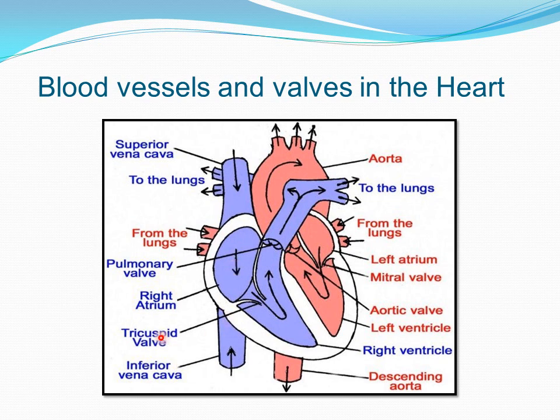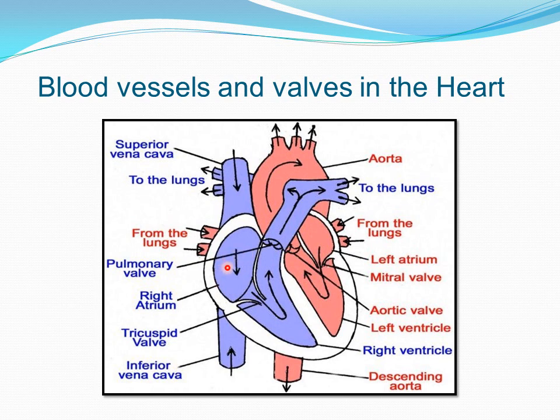Now coming down, we are seeing the inferior vena cava. What is its function? It brings the deoxygenated blood from the lower region of the body. So all these bloods are being poured into the right atrium. So the right atrium at this point of time is filled with all deoxygenated blood.